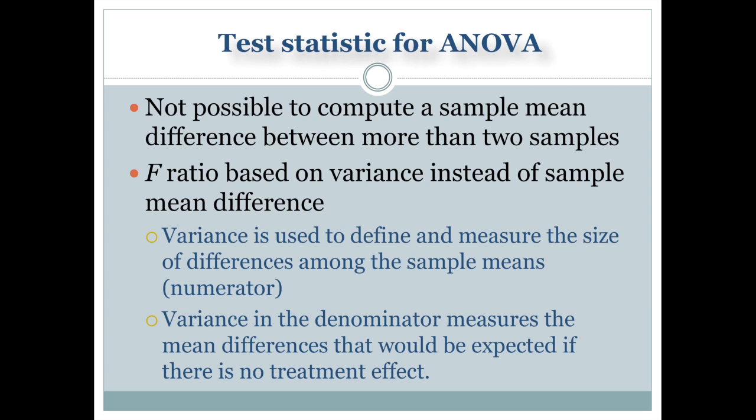So what we're doing is it's more based on variance, differences, instead of the sample mean difference. The numerator, the top part of that F equation, is going to measure the size of the differences among the sample means. The denominator, the bottom part of that F ratio, measures the mean differences that would be expected, again, if there's no treatment effect, or if that null hypothesis is true.